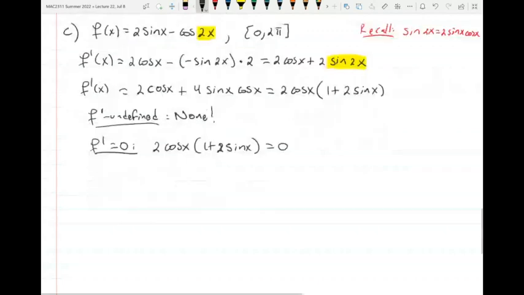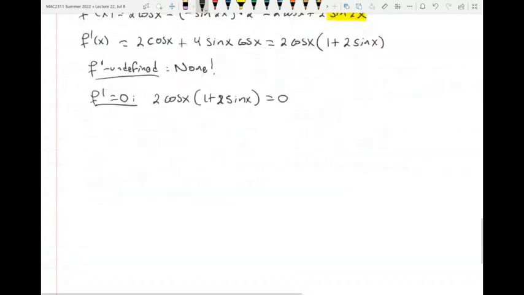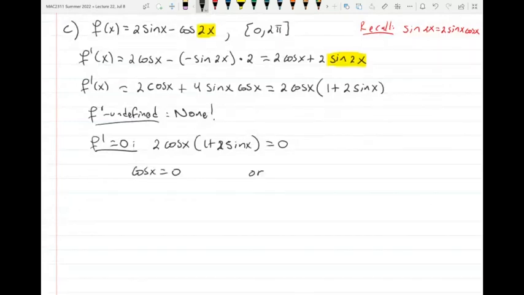equals 0. So from here it follows that either cosine of x is 0 or sine of x is negative 1/2. Okay. Now we solve these two little equations. Remember, we need to solve it inside the interval from 0 to 2 pi. So when is cosine equal to 0? All right. So this happens when x is pi over 2 or 3 pi over 2. That's when cosine is equal to 0 inside the main period, 0 to 2 pi.